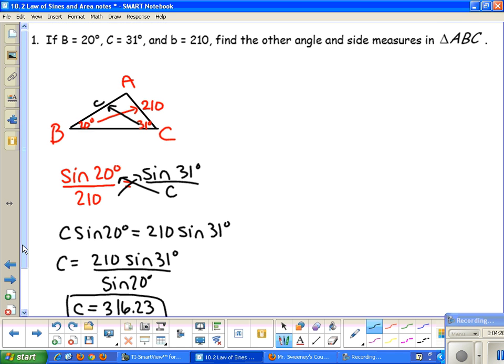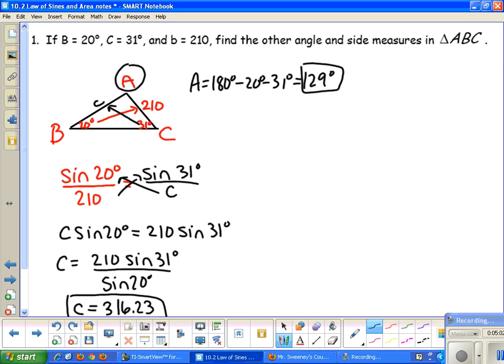Now we found c, now we want to find length a. Now if I wanted to, I can use the law of cosines because I have two sides and the included angle. But I like the law of sines a lot better. I think it's a lot easier, so I'm going to use that. I also need to figure out what angle A is, and angle A is easy to find because angle measure A would be equal to 180 degrees minus 20 degrees minus 31 degrees, because remember all the angles in the triangle add up to 180 degrees, which is 129 degrees.